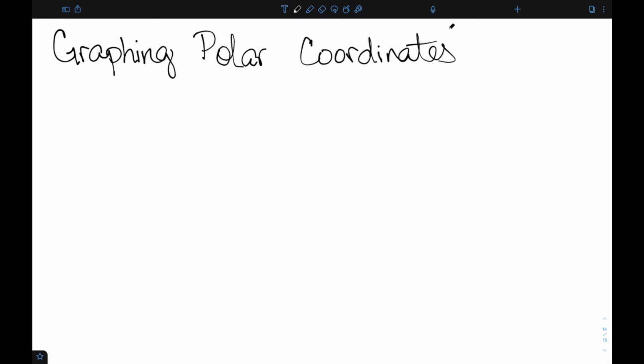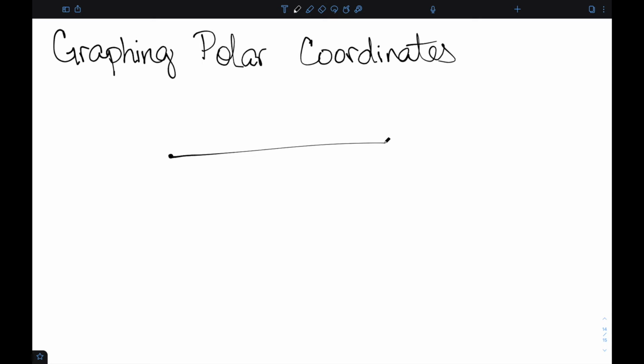Let's look at how to define polar coordinates and how to graph them. In our regular rectangular coordinate system, we have two perpendicular axes, our x-axis and our y-axis. But for polar coordinates, it's a little bit different.